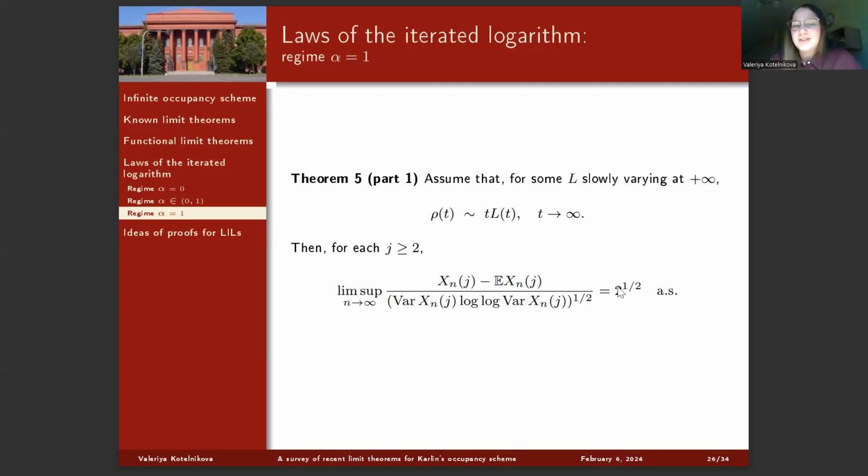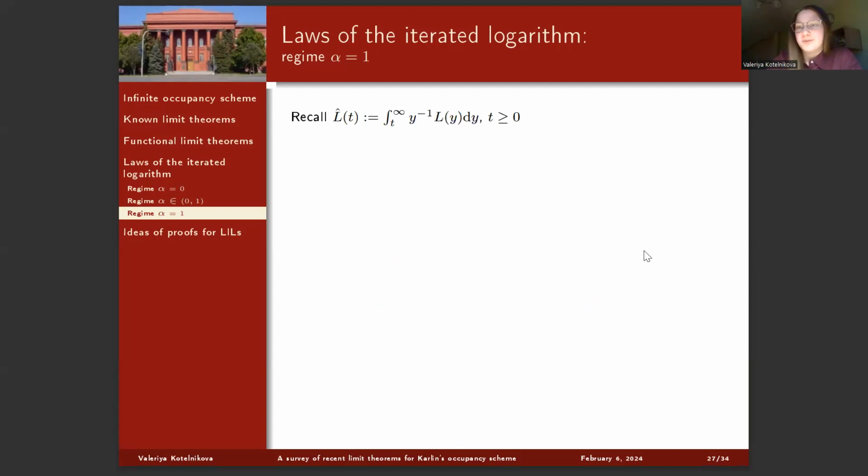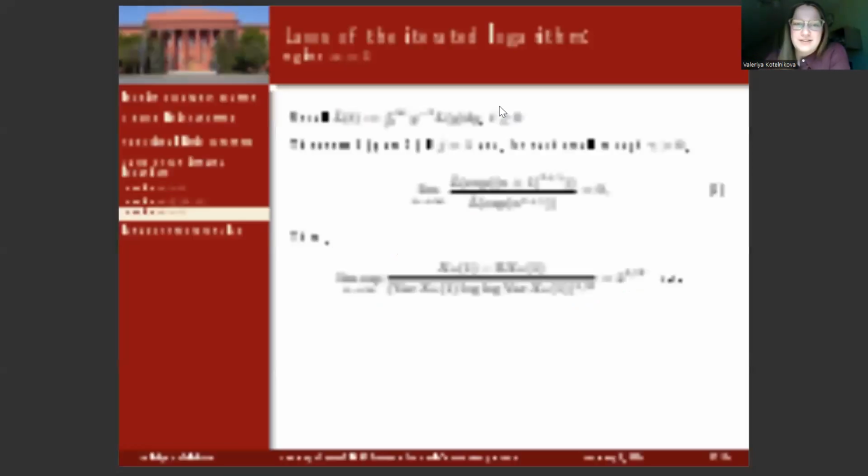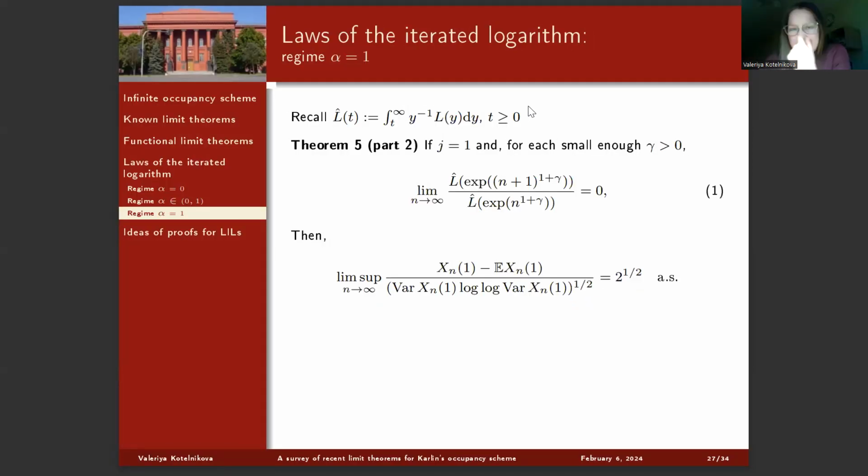So when j is at least 2, we proved a limit theorem just in the shape of the limit theorem of the previous slide, that the upper limit of the same fraction is equal to the same square root of 2 almost surely. However, when j is equal to 1, we encountered some complications. But before discussing them, let's recall that when j was equal to 1, we introduced this function L hat. It was defined as such an integral, and if j is equal to 1, we needed to assume some additional assumption on this function L hat.